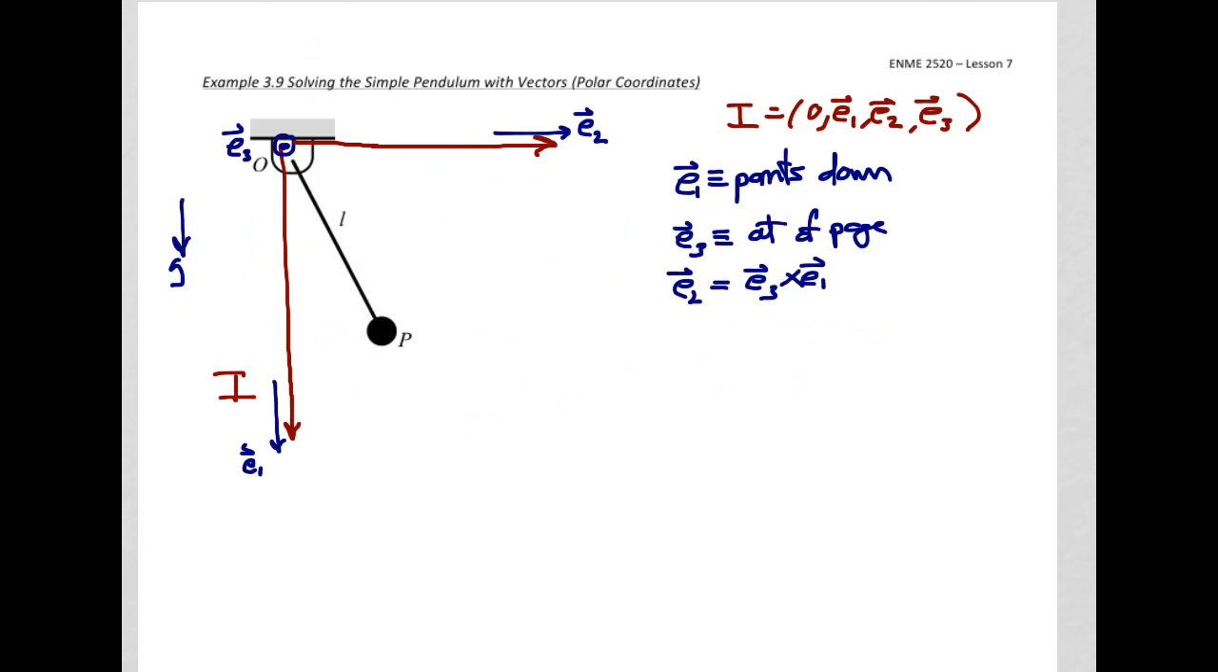Alright, so let's take care of this simple pendulum in polar coordinates. We've already defined our reference frame, it's the same. We do need to define our coordinates, and so we have the coordinate r, which is the distance from the origin to the point P, and then theta, which tells us the angle of that line.